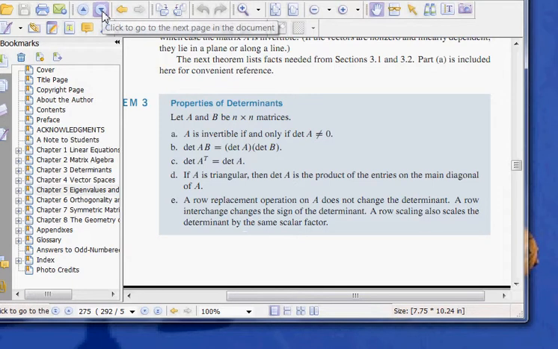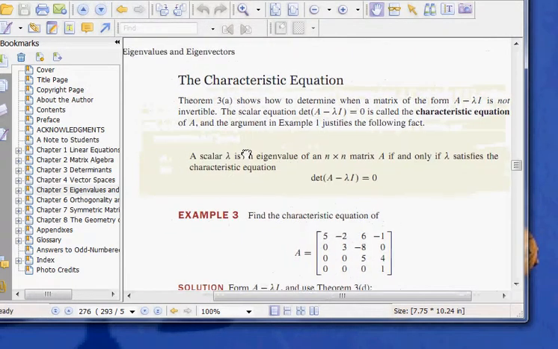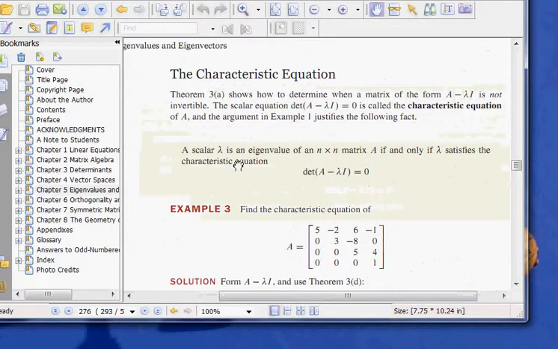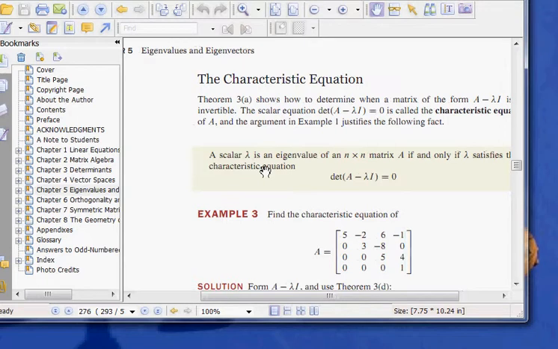Now we come to the characteristic equation, and I don't want to continue this video. I want to break this video up so that it's short. So I will continue in the next video.